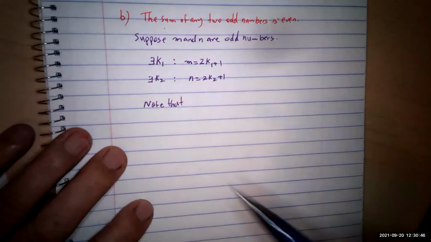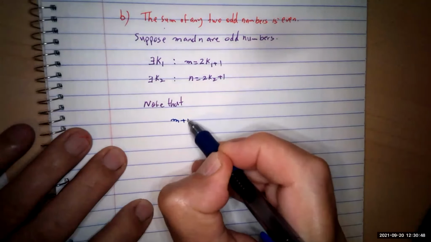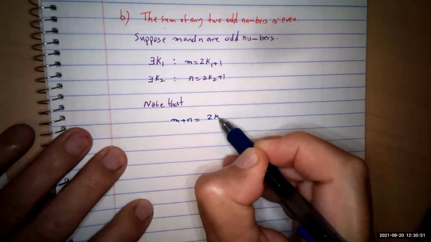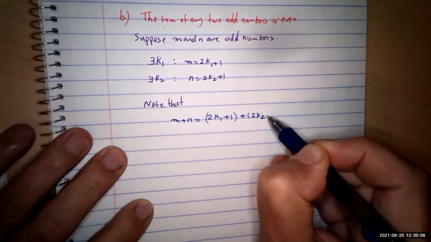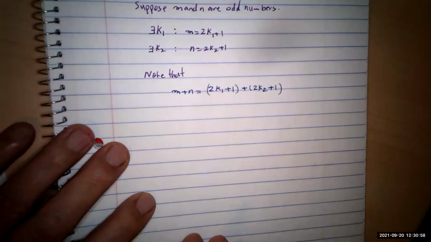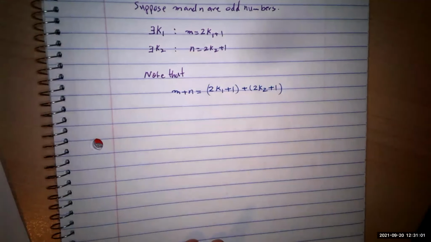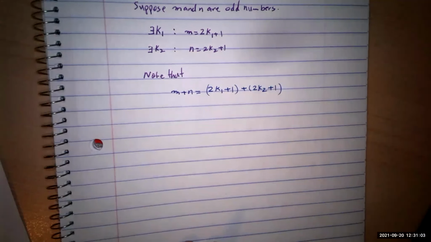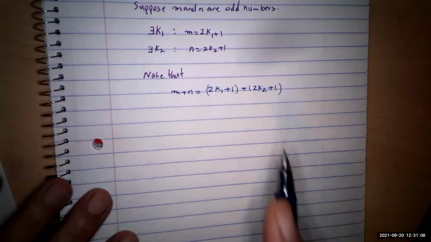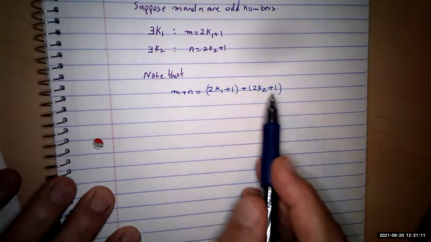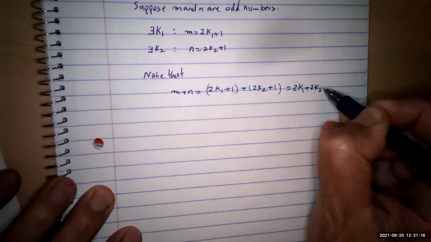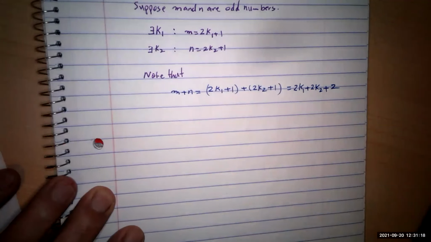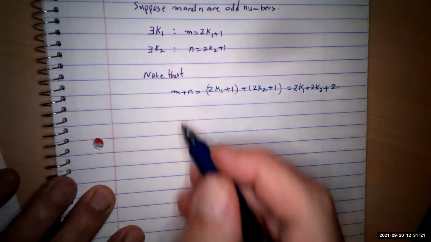What I need now is the sum. So add them together: 2k1 plus 1 added to 2k2 plus 1. Remember what you are looking for. You want to prove that it's even, so you need a 2k. So 1 and 1 would be 2. Combine the like terms. It's going to be 2k1 plus 2k2 plus 2. Since you need a 2k, factor out the 2 in this case.